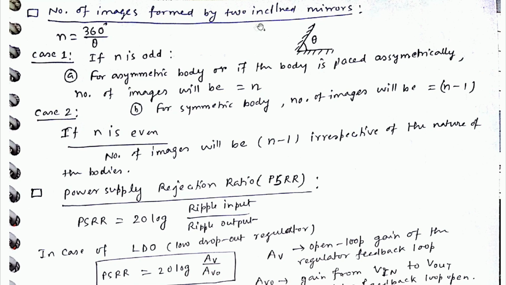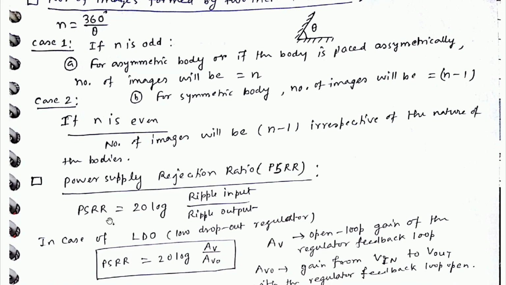Number of images formed by two inclined mirrors. This has come by some mistake, although it's very important. 360 degrees by theta, which is n. If n is odd, then for an asymmetrically placed body, the number of images will be n, and for a symmetric body, the number of images will be n minus 1. If n is even, the number of images will be n minus 1, irrespective of the nature of the bodies.